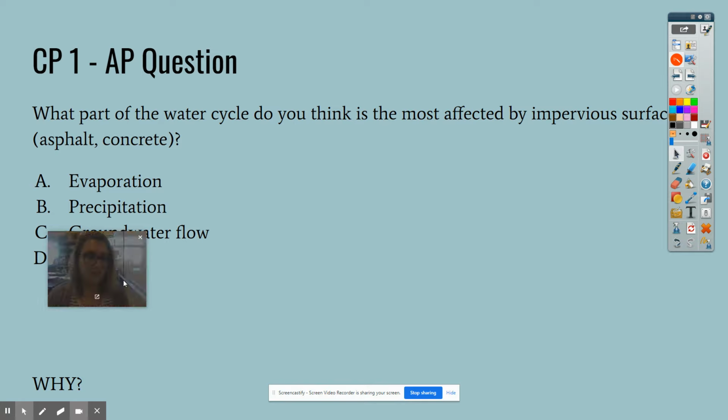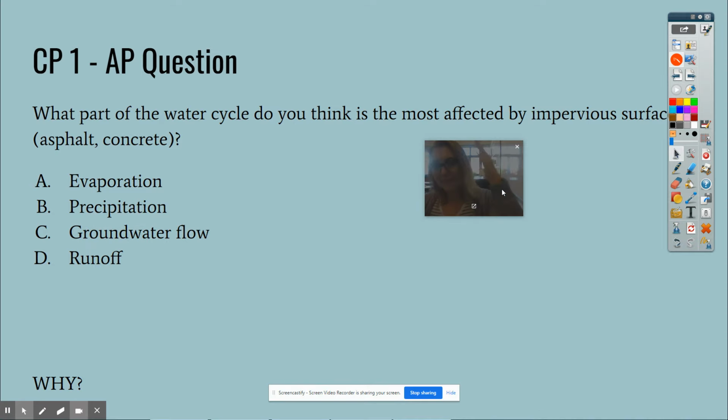All right, so I want you to just think in your head. You don't have to answer anywhere. This is an example of an AP question. What part of the water cycle do you think is the most affected by impervious surfaces such as asphalt and concrete? Is it A, evaporation, B, precipitation, C, groundwater flow, or D, runoff?